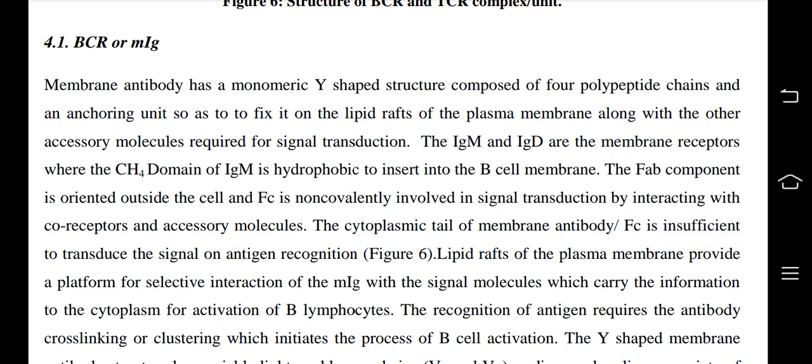BCR or mIg, the membrane antibody, has a monomeric Y-shaped structure composed of 4 polypeptide chains and an anchoring unit so as to fix it on the lipid rafts of the plasma membrane along with the other accessory molecules required for signal transduction.